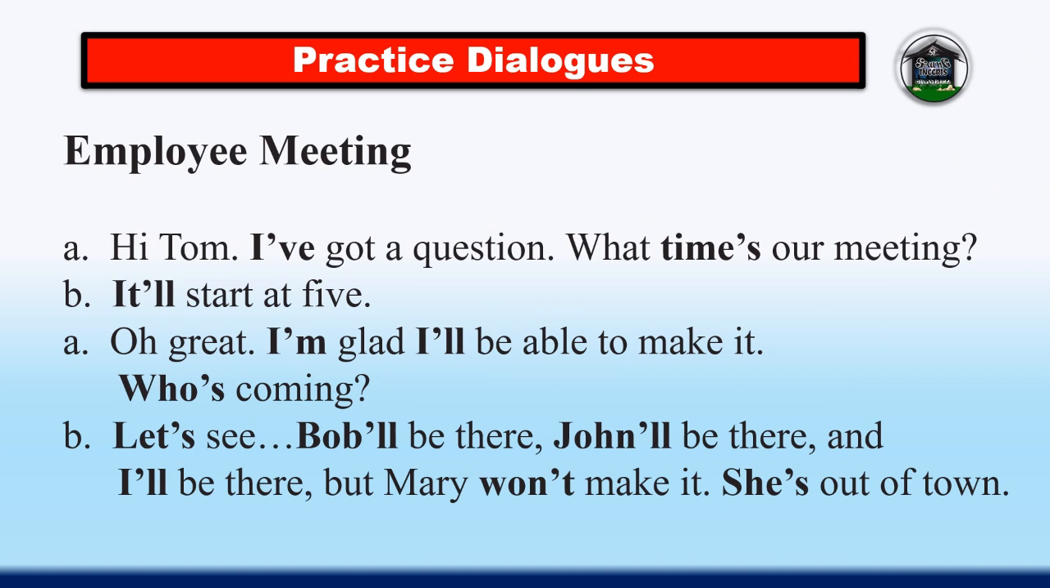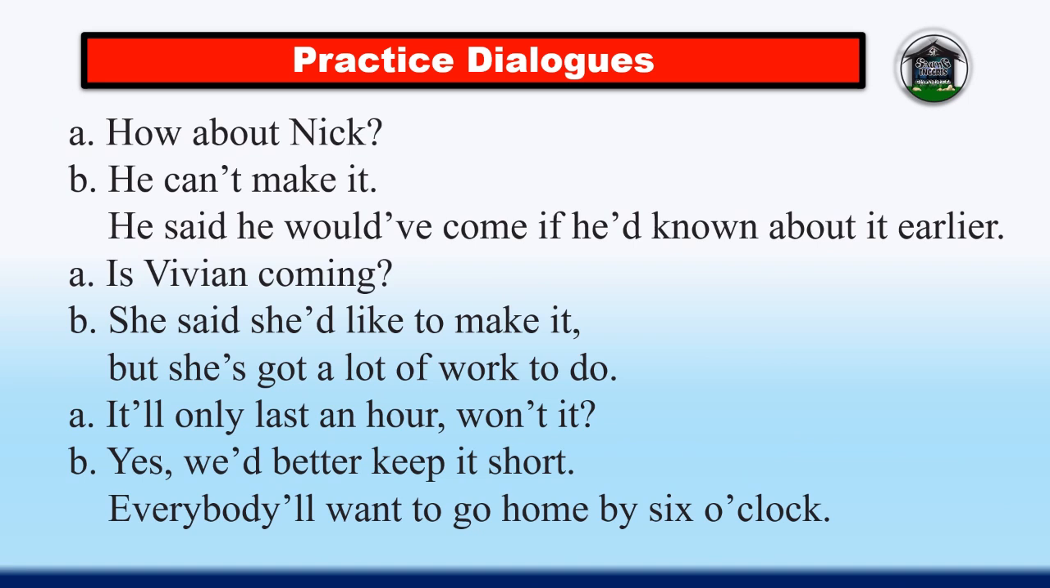Dialogues for practice. Employee meeting. Hi, Tom. I've got a question. What time's our meeting? It'll start at 5. Oh, great. I'm glad I'll be able to make it. Who's coming? Let's see. Bob will be there, John will be there, and I'll be there, but Mary won't make it. She's out of town. How about Nick? He can't make it. He said he would have come if he'd known about it earlier. Is Vivian coming? She said she'd like to make it, but she's got a lot of work to do. It'll only last an hour, won't it? Yes, we'd better keep it short. Everybody'll want to go home by 6 o'clock.